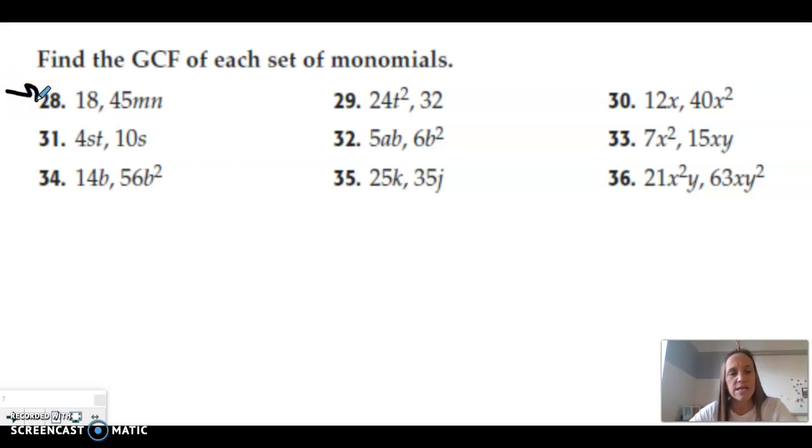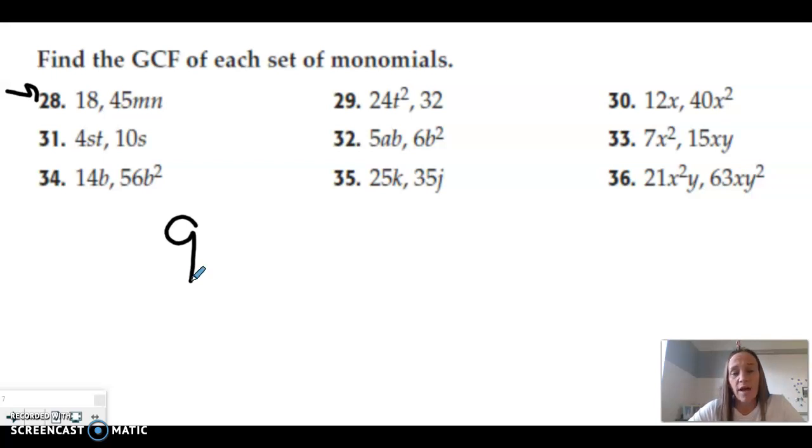Okay, so I have 18m and 45mn. So I'm looking for the GCF. So I start with the numbers. The greatest number that 18 and 45 can both divide by would be 9. They share no other factors. Since the 18 does not have any m's or any n's included with it, I would not include them as a common factor because they're not common. The 18 doesn't have those as factors. So the greatest common factor of those two would be just 9.